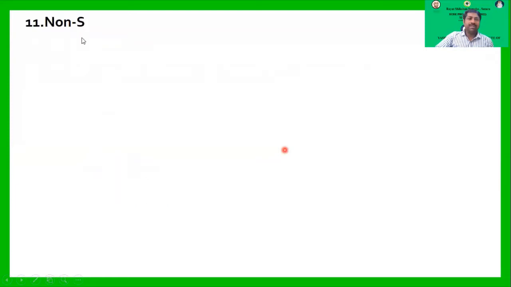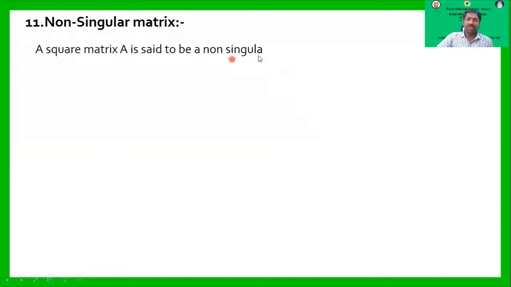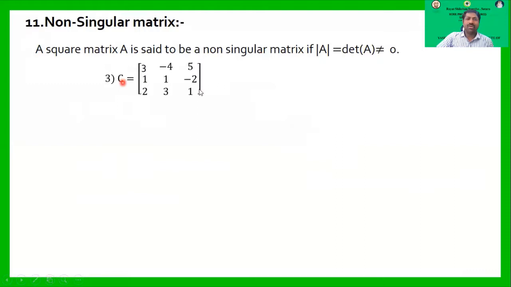Now 11th type, non-singular, opposite to singular matrix. A square matrix A is said to be a non-singular matrix if determinant of A is not equal to 0. If its determinant value is different from 0, then the matrix is a non-singular matrix. So we have C as a matrix of order 3 by 3. Now we find its determinant value.